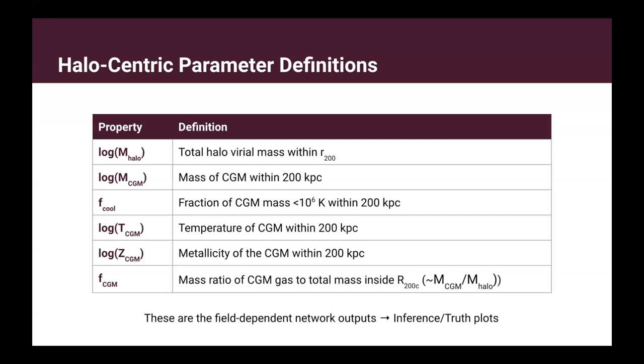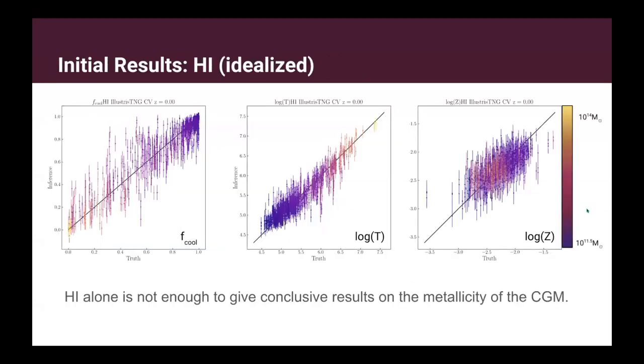And finally, FCGM, the mass ratio of CGM gas to the total mass inside R200C. So this can be approximated as mCGM over mHalo, and I think that should be reversed, so I apologize for that. Essentially these are field-dependent network outputs, which will give us our inference and truth plots, which we'll get to in a moment. And so here are some of the initial results.